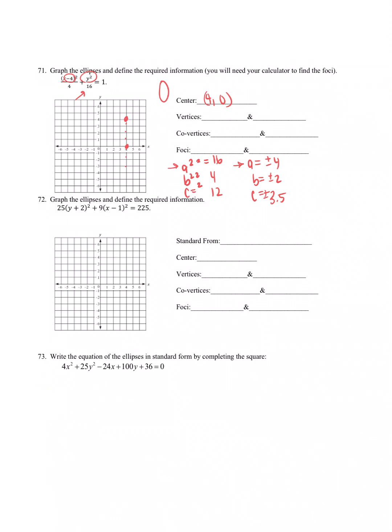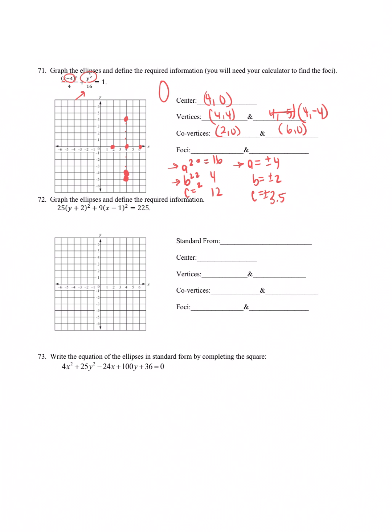1, 2, 3, 4. Those are our vertices. So what I have is 4, 4, and I have 4, negative 5. Oh, I did that wrong. I counted wrong. So it should be 4, negative 4. Okay, co-vertices with the b value, we're going to go plus or minus 2. So here and here. So I have 2, 0, and I have 6, 0.